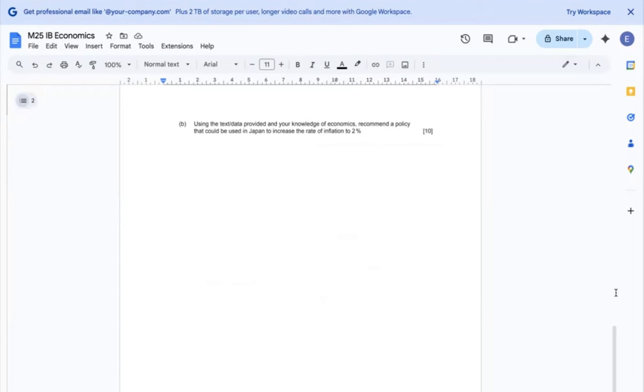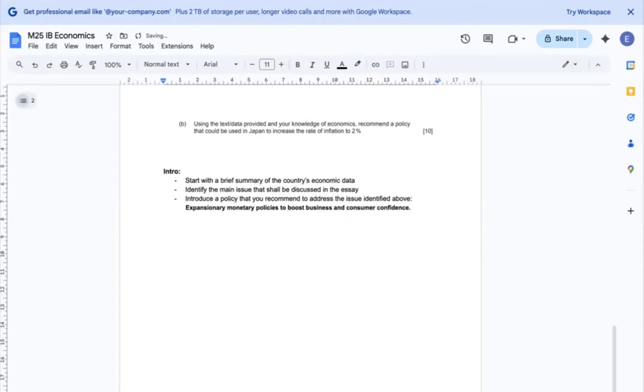Question B. Using the text and data provided and your knowledge of economics, recommend a policy that could be used in Japan to increase the rate of inflation to 2%. For this type of essay, you can start with a brief summary of the country's economic data or issue mentioned in the text, and then you can identify the main issue that shall be discussed in the essay. Last, you introduce a policy that you recommend to address the issue identified above. In this case, I would recommend the Japanese government to conduct expansionary monetary policies to boost business and consumer confidence.